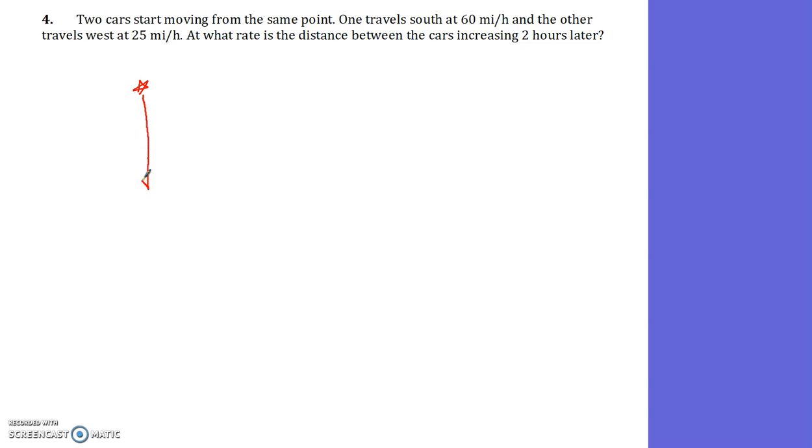One travels south. I'm just going to call this S so I can remember it's the car going south. You can call it A, you can call it whatever you want. The other one is going west, so I'm going to call that W. So this represents the distance between the cars. At what rate is the distance between the cars increasing 2 hours later? So my equation here will be S squared plus W squared equals D squared.